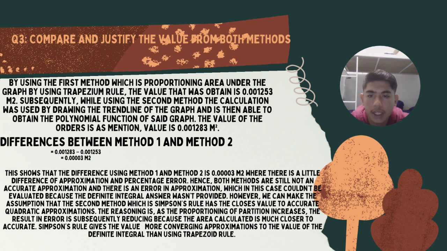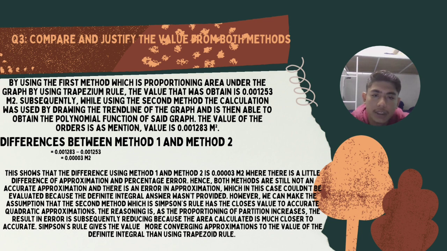Between method 1 and 2, 0.001283 minus 0.001253, we got 0.00003 m2. This shows that the difference between method 1 and method 2 is 0.00003 m2, where there is a little difference of approximation and percentage error.